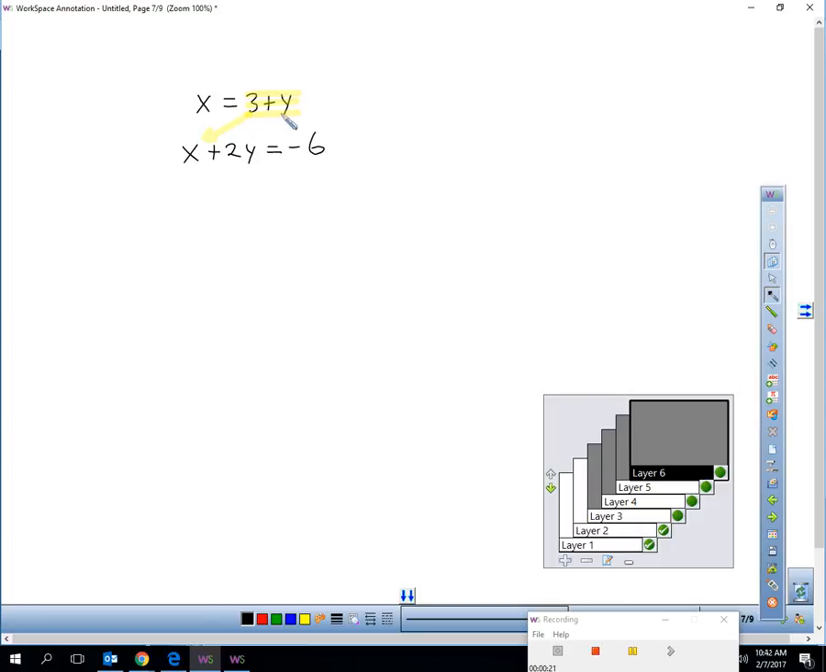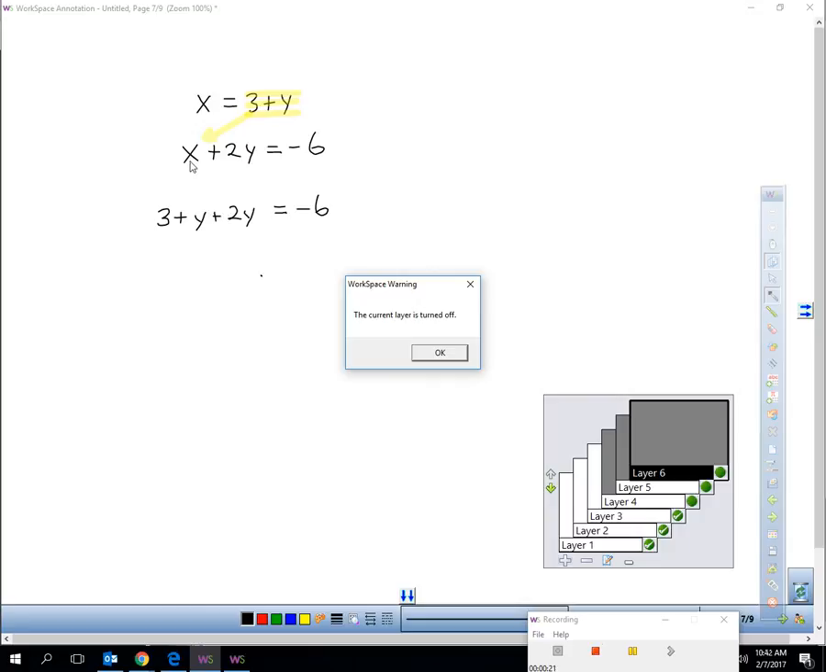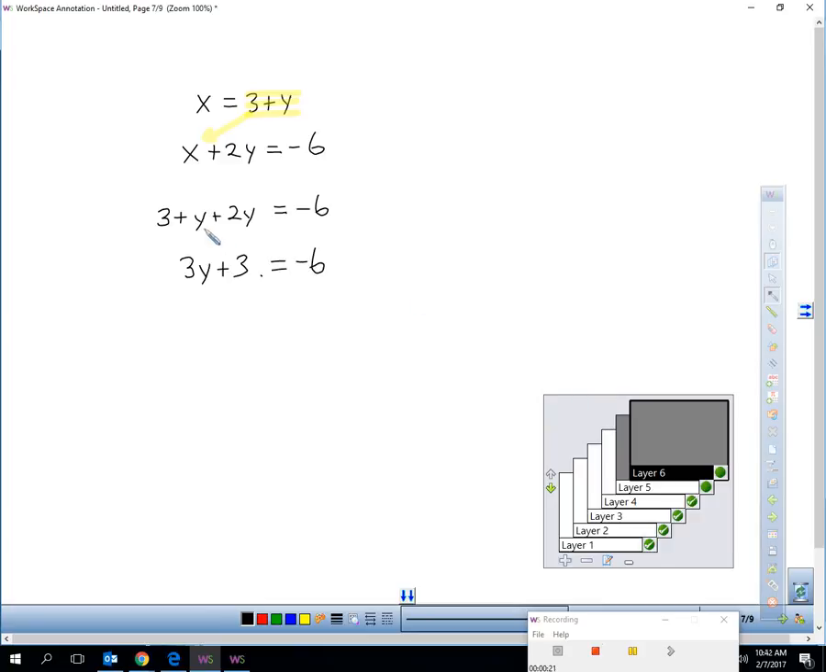Let's substitute. 3 plus y is the same as x. So go ahead to the second equation where you see x, substitute in 3 plus y. So you notice I substituted 3 plus y in for x, and I get 3 plus y plus 2y equals negative 6. I can combine y and 2y together. 3y plus 3 equals negative 6. I'll take away 3, and I'll divide by 3, and y is negative 3.